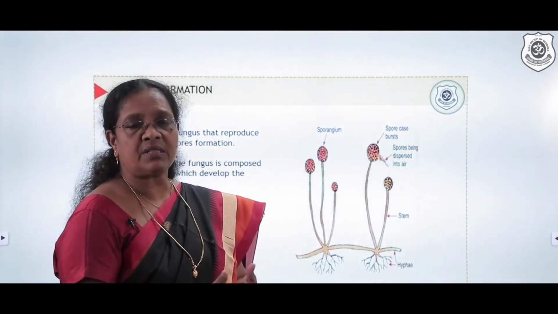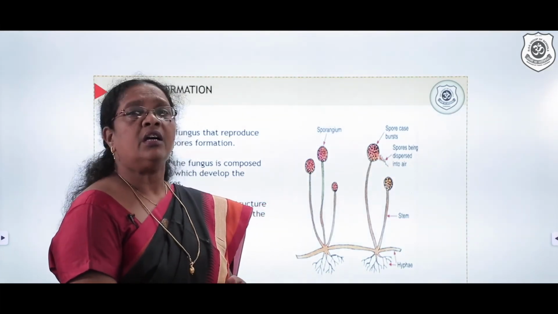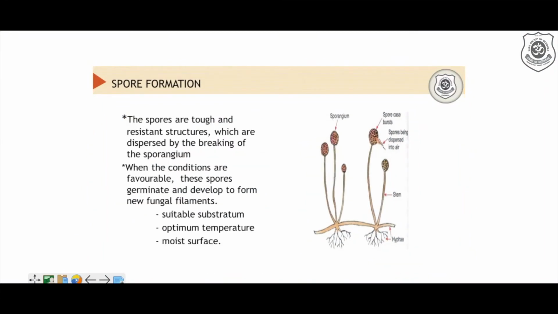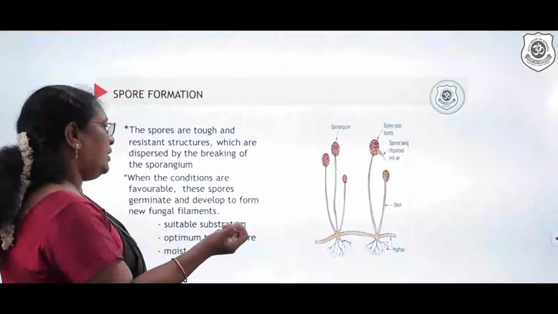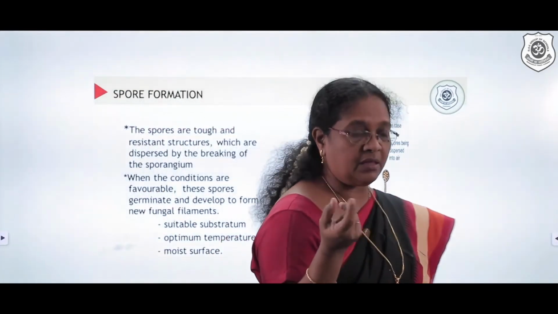We do observe this in many of the fruits, and sometimes in leather goods and other places, where the fungus infection can keep growing. The spore which is formed is really tough, a resistant structure which is dispersed by the breaking of the sporangium. When the climatic conditions become favorable, they multiply more.